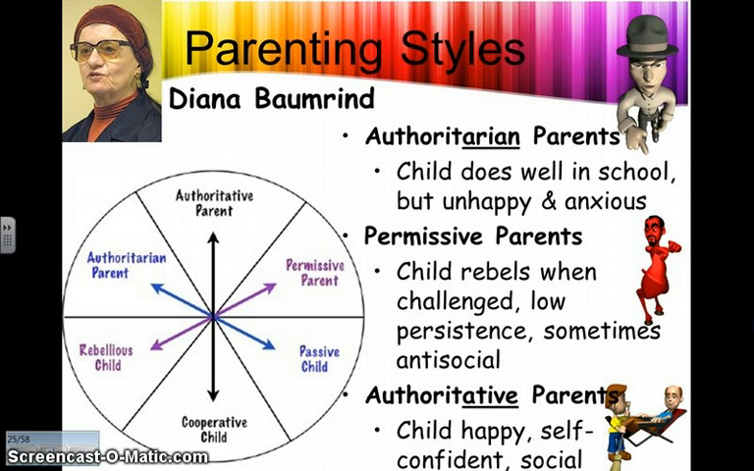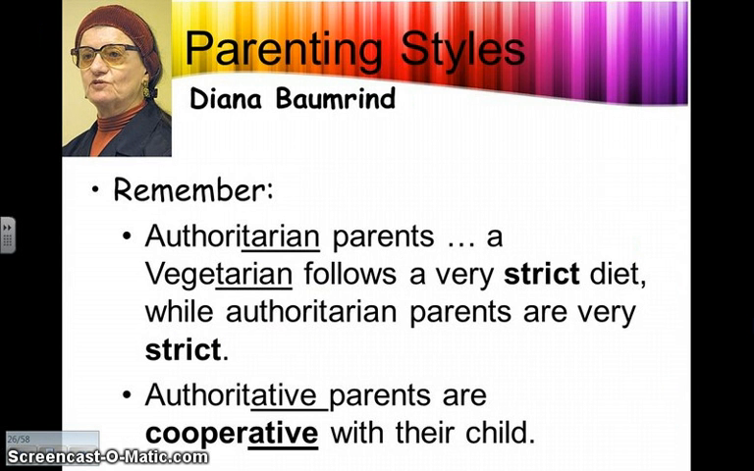Now, what do we need to know about this? We really need to make sure that we remember the three parenting styles, okay? Permissive parents, I say that's the easiest one to remember because permissive parents permit the child to do anything. But authoritarian and authoritative, people get those mixed up all the time. So we have to figure out a way to remember those. Here's what I would suggest. Try to remember a little mnemonic device here.